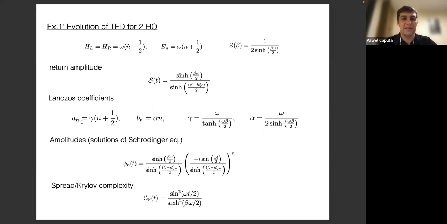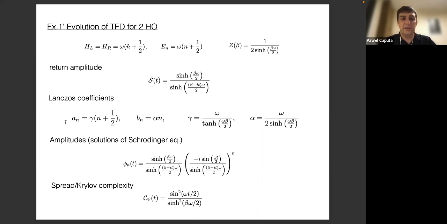So you see that the a_n go as some coefficient gamma times (n plus 1/2), and the b_n go linearly as alpha times n, and these coefficients gamma and alpha depend on omega and beta in this particular combination. One thing you should notice is that both of these coefficients go linearly in n for large n, but somehow the role of the a coefficients is very important. I will come back to this in a few moments, but this is just one comment.